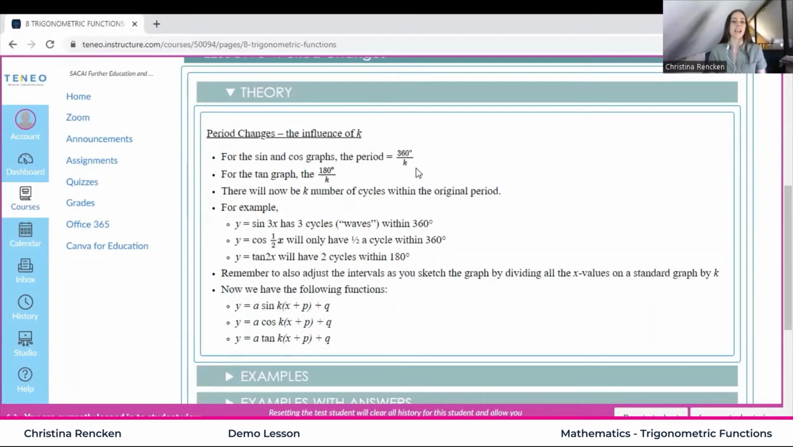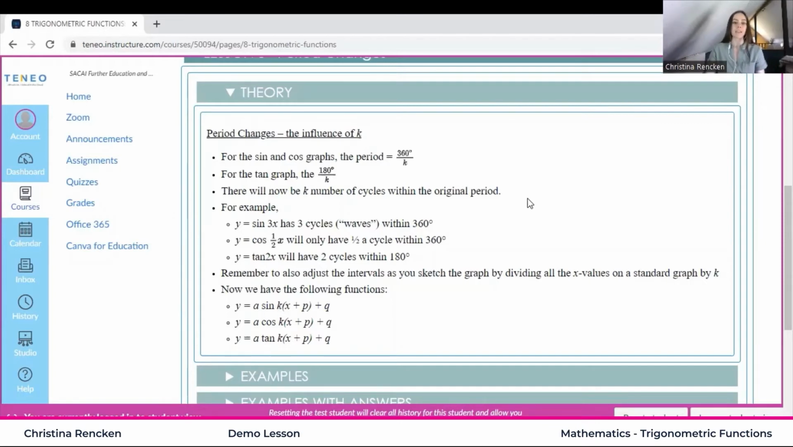We all know that the tan graph is a little bit different. So if we are looking for the period of the tan graph, we take 180 degrees and we divide it by k. And in any graph, depending on the value of k, we will now have k number of cycles within the original period.